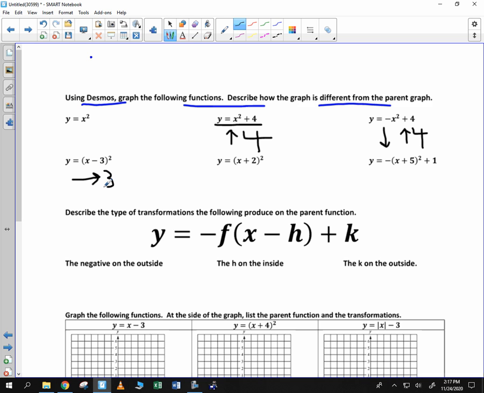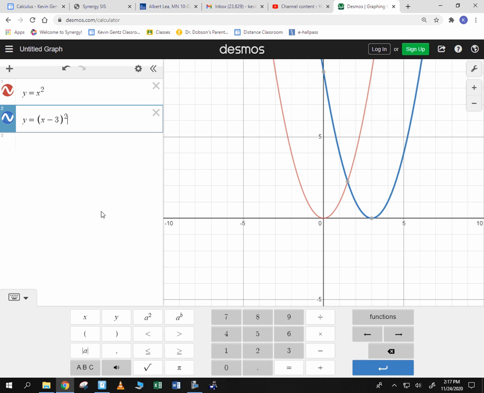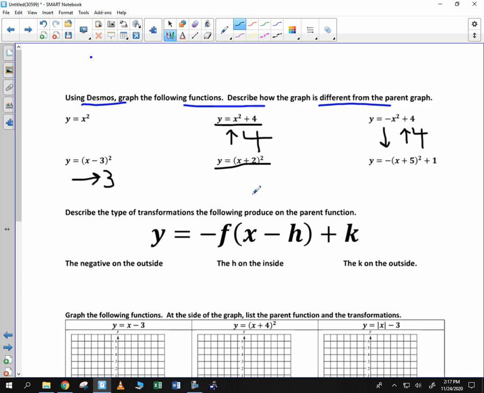So I wonder if you could guess what's going to happen here. We have that plus 2 on the inside there. If you want to try to make a guess of what's going to happen before we plop it up here. But sure enough, it moves it left 2. So instead of 2 to the right, it goes 2 to the left. So it looks like when it's on the inside like that, it's kind of opposite of what you thought it was going to be. So left 2.